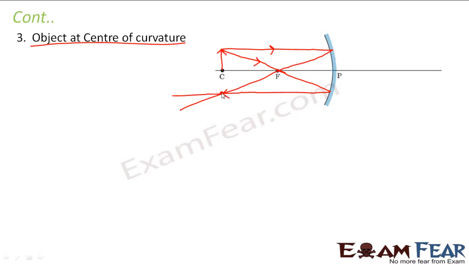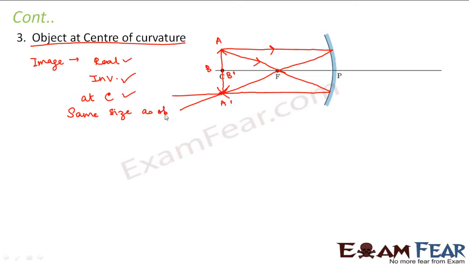So what do you see? The two rays meet at this point. So that means the image is formed at the center of curvature itself. So this was my object AB, and the image is formed as B dash A dash. And also if you see, the size of the image is same as the size of the object. So what all can we say about the image in this case? The image is real. The image is inverted. Now location of the image is at center of curvature. Size of the image, same size as object. So it is neither diminished nor enlarged.